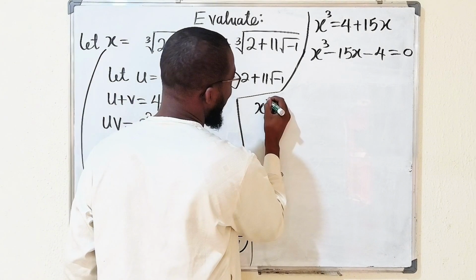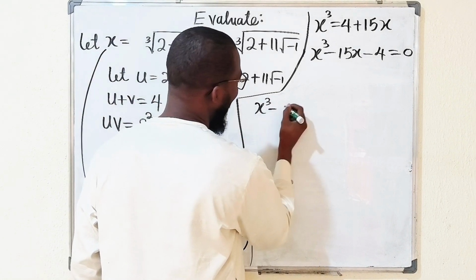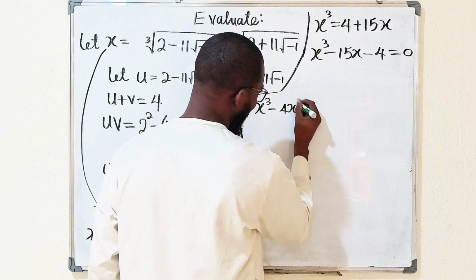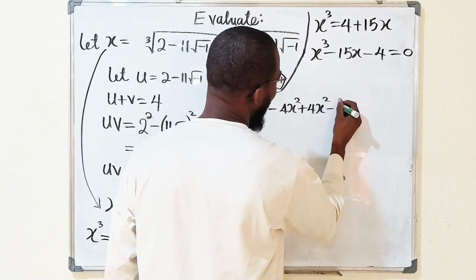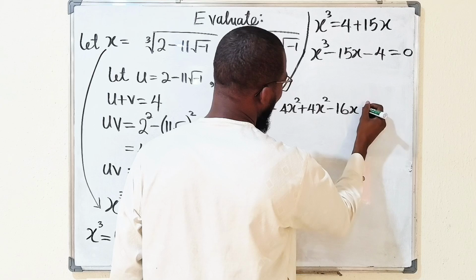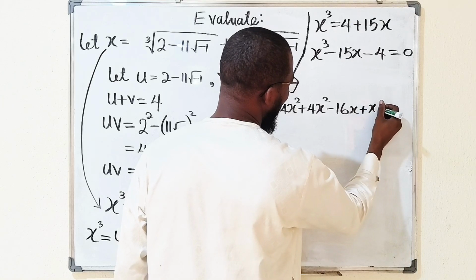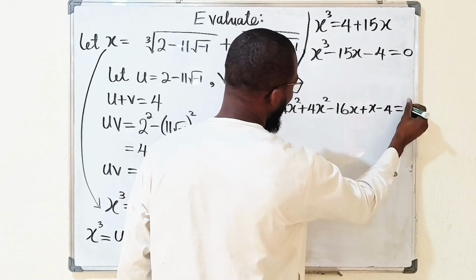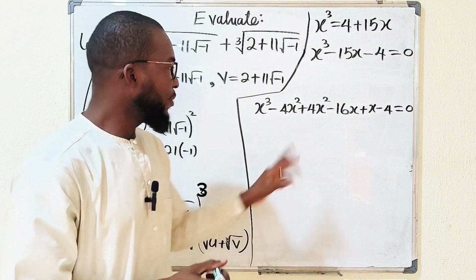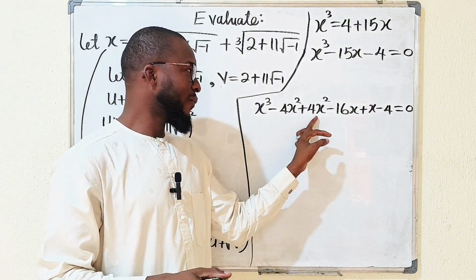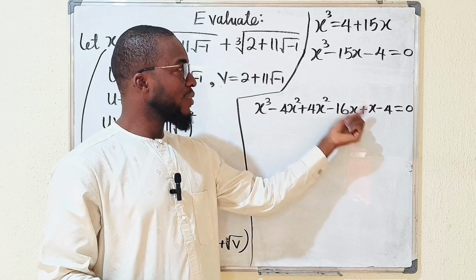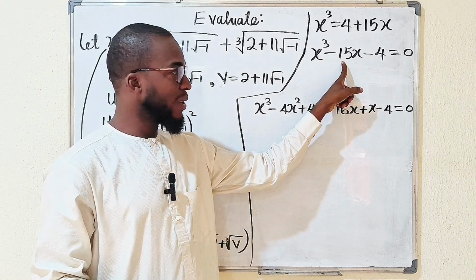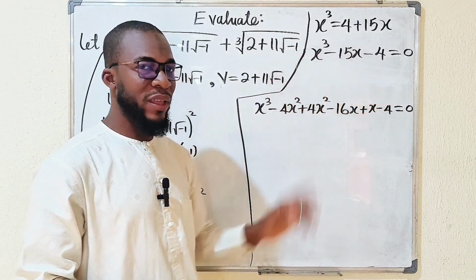We have x cubed minus 4x squared plus 4x squared minus 16x plus x minus 4 equals 0. I introduced negative 4x squared and 4x squared, which is the same thing as 0. And negative 16x plus x is the same thing as negative 15x, and this negative 4 was there already.